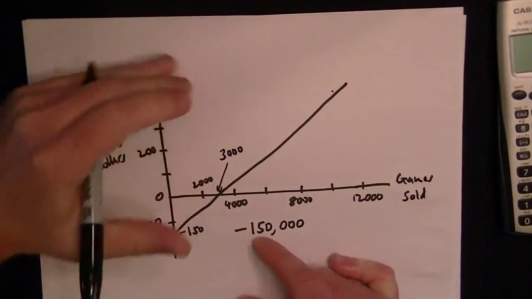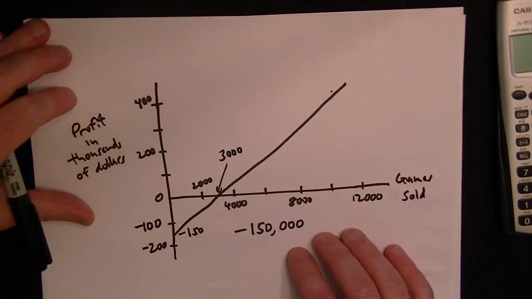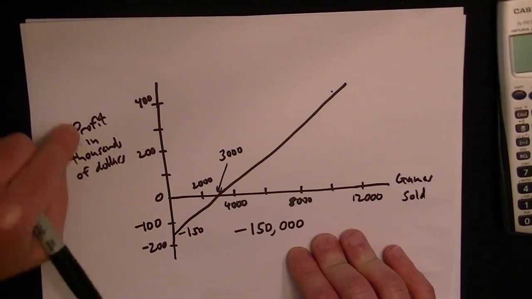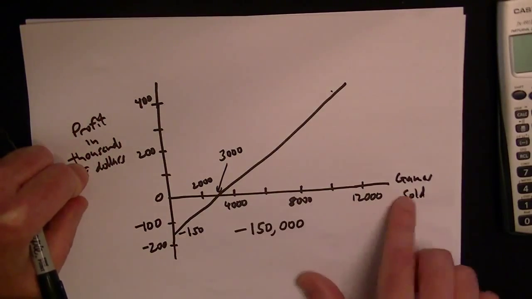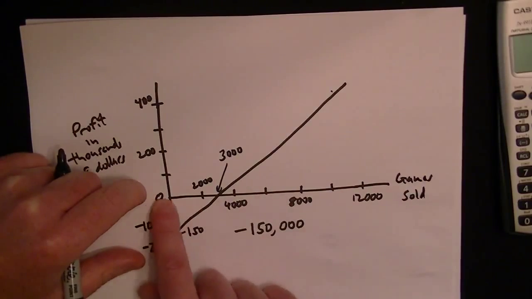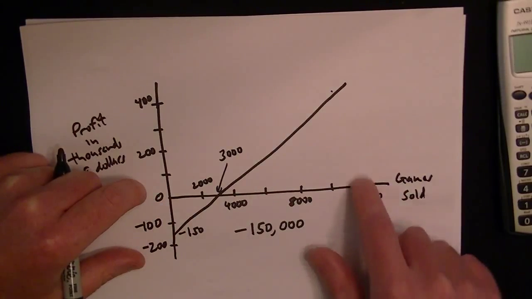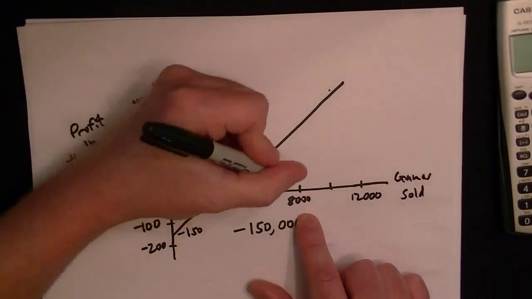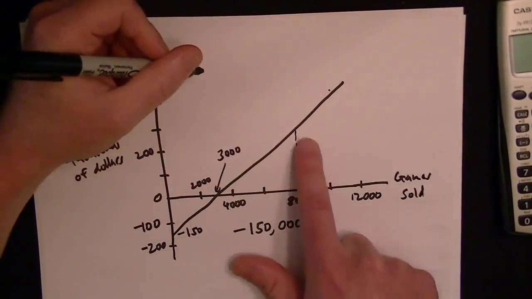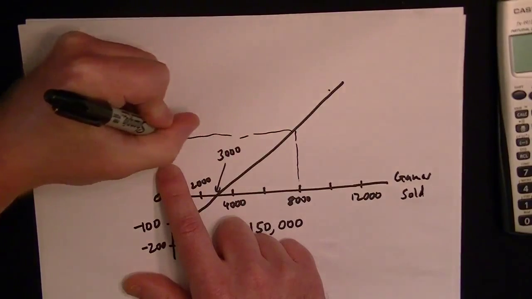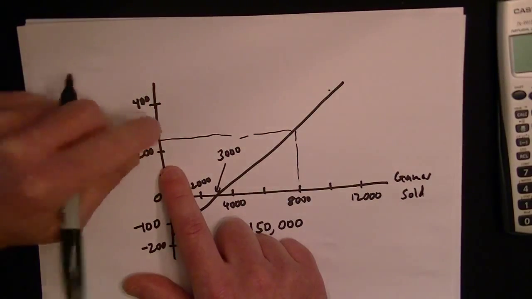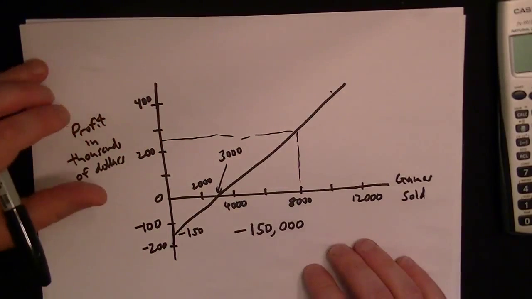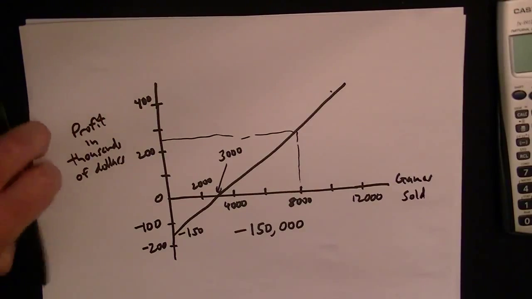games are sold. There are all kinds of ways that they can ask you to read a graph, but as long as you understand the fundamentals about the units, like in thousands, and what 0 games sold would look like, well, it's over here. What would 12,000 look like? You just have to be able to read the graph. You can read any point, like at 8,000 games sold, the profit is, if we just look at this, I would say about $250,000 in profit. So you can just practice picking points off a graph and reading them. Okay.